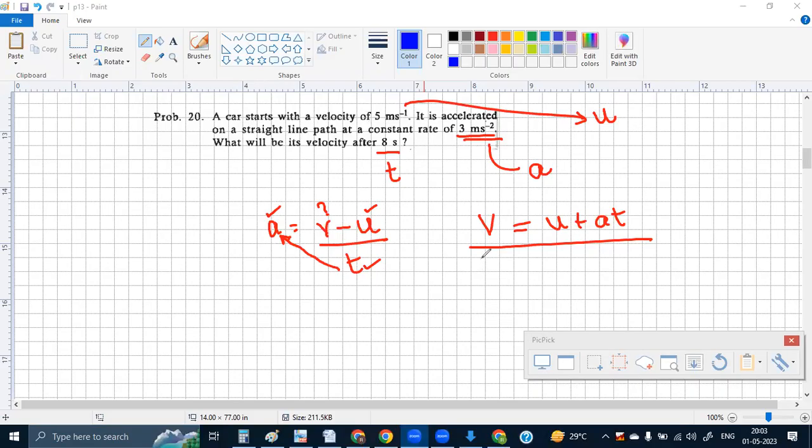Velocity, how are you getting it in meters per second square? What is the unit of it? 29 meters per second, not only meters. Velocity unit will be meters per second. Yeah, this answer is correct.